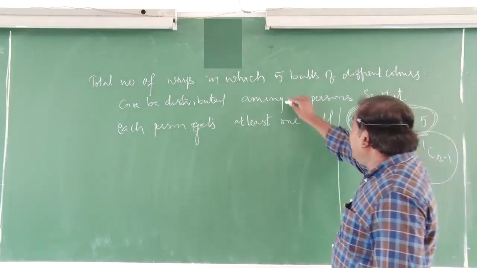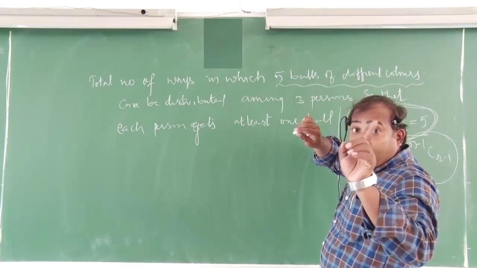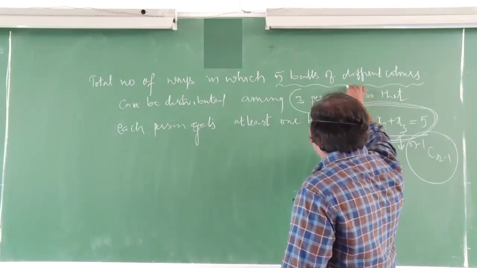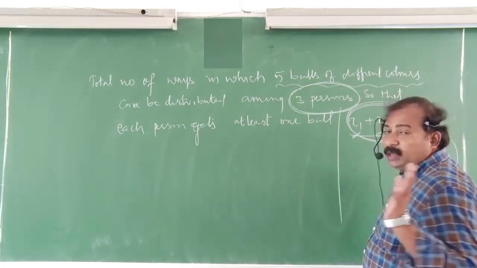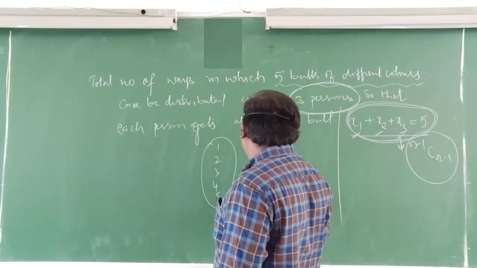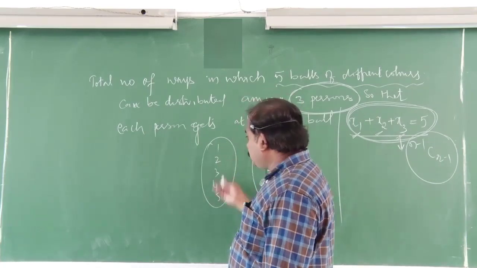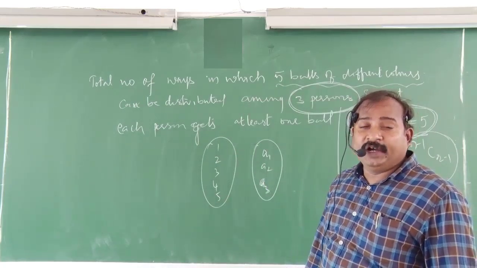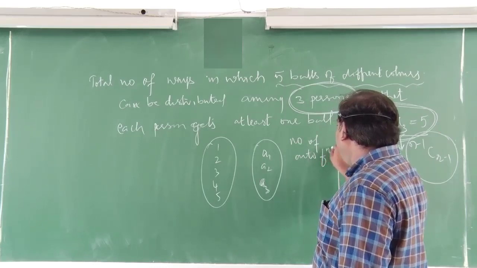But here, according to the given data, the five balls are of different colors, they are not identical. Important point. Five balls of different colors are distributed to three persons, and each can get at least one ball. So here the balls are 1, 2, 3, 4, 5 and the persons are A1, A2, A3. These are also different. Indirectly, what is the concept behind it? Number of onto functions. Here we have to find the number of onto functions.